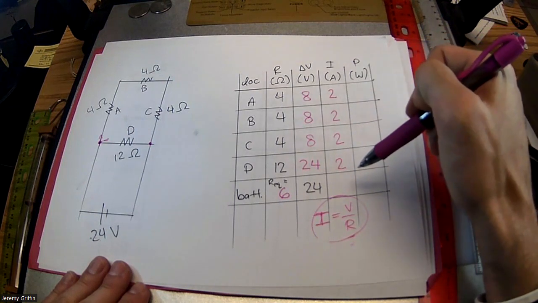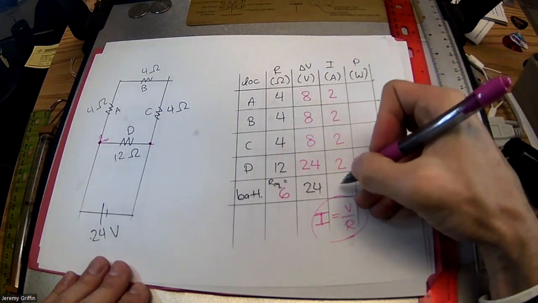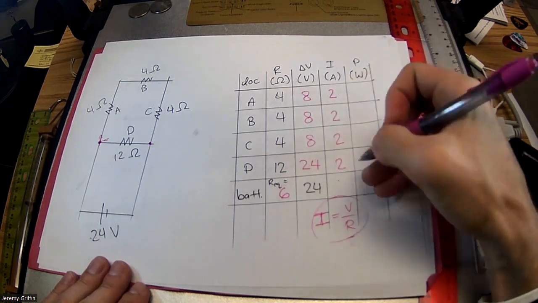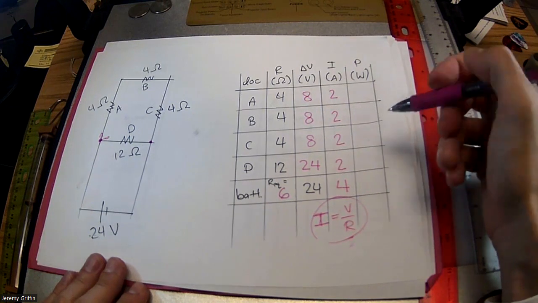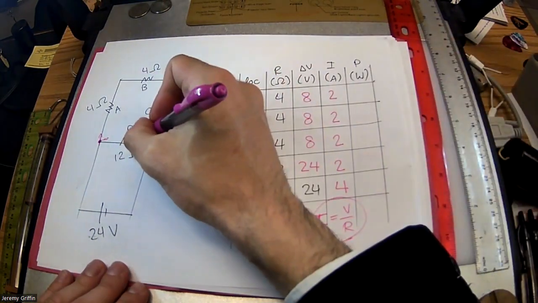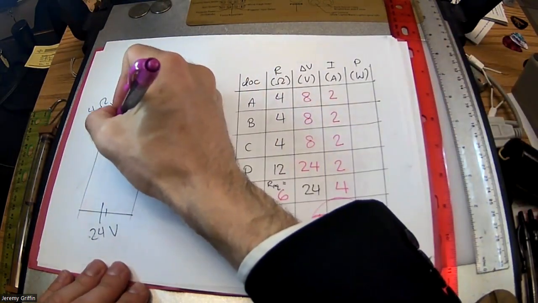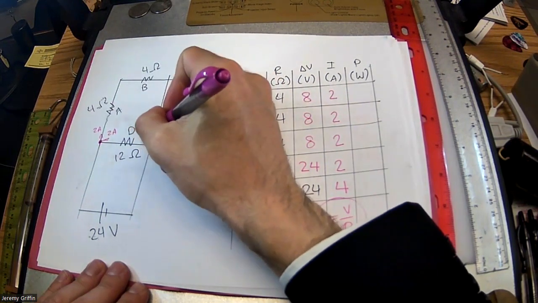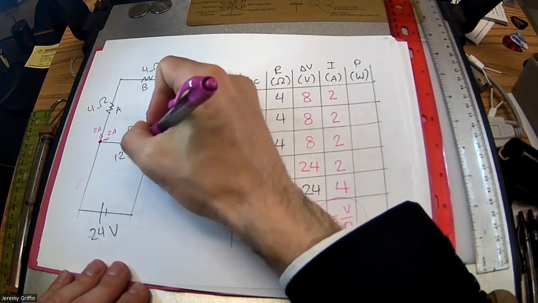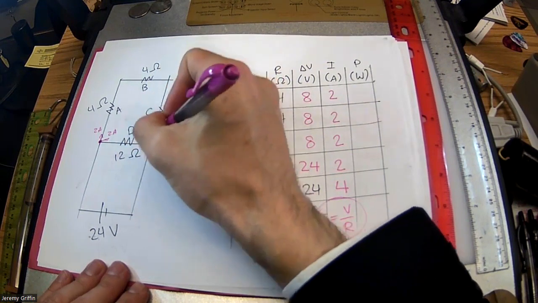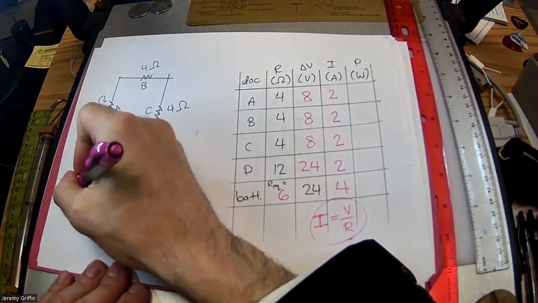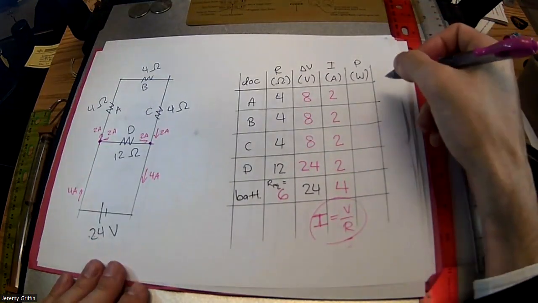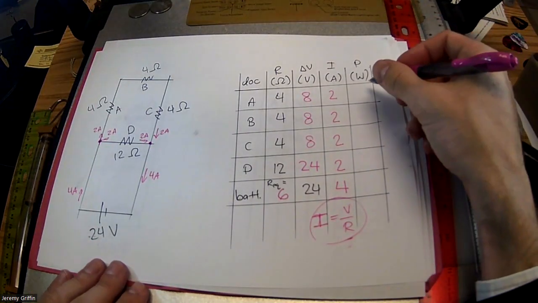How many amps through the battery? What's 24 on 6? 4, right? Still Ohm's law, just at the point of the battery. Or if you like, there's 2 amps that went that way, 2 amps that went the other way. There's 2 amps down this branch, 2 amps down this branch. They combine to make 4 amps. And last column, power in watts.